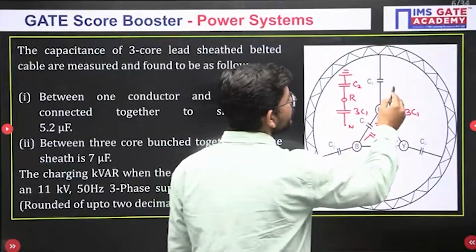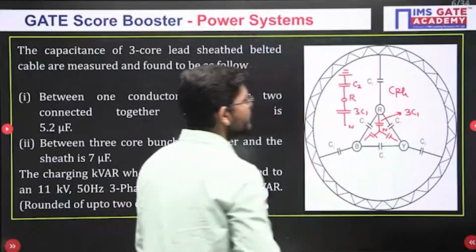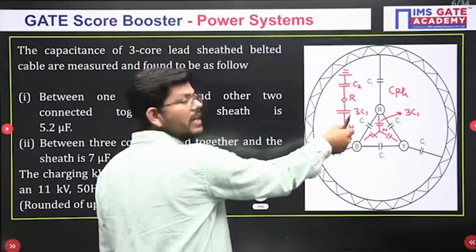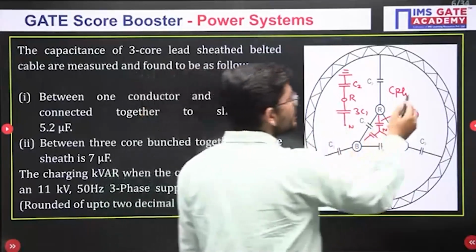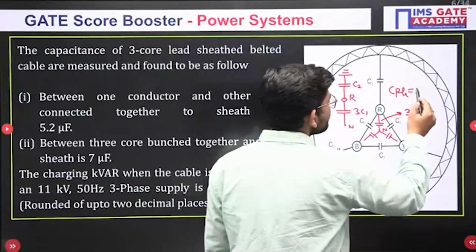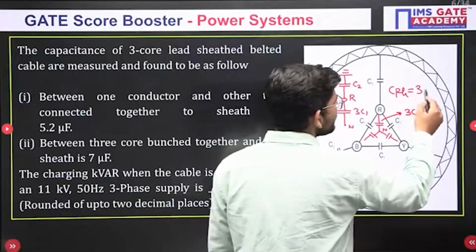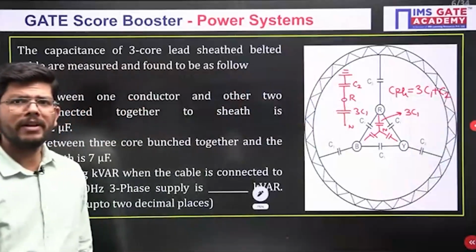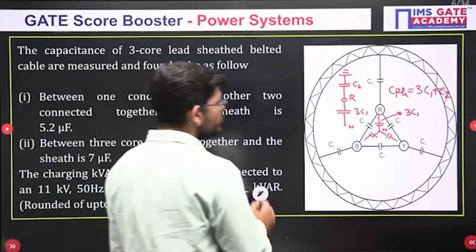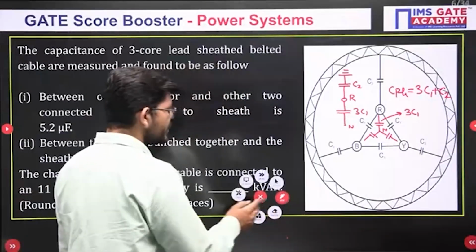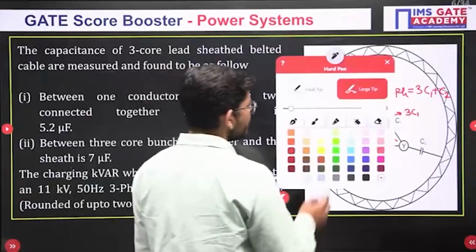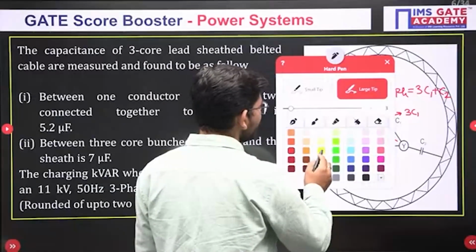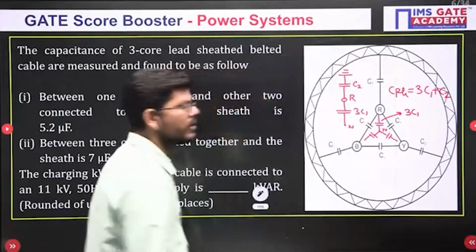So if I ask you what will be the C phase, meaning between R and the ground or neutral, what will be the equivalent capacitance, which is called the phase capacitance? It will be 3C1 plus C2, okay. So capacitance per phase is basically 3C1 plus C2. Now you have to find out the values of C1 and C2, okay.